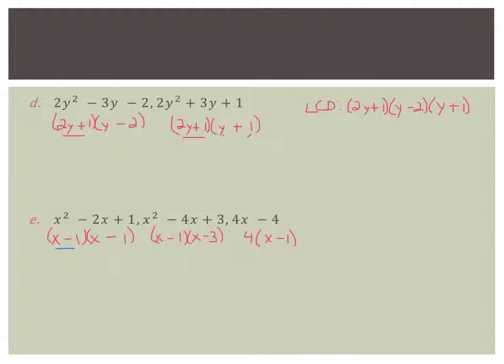Alright, so notice that they each have one common factor of x minus 1. And then I'm going to multiply by everything else. So times another x minus 1 for the first one, times an x minus 3, and then times a 4.